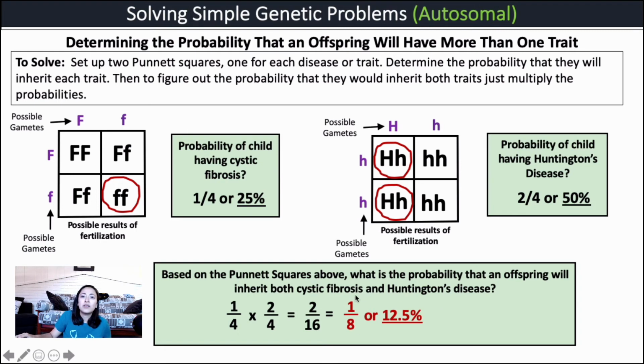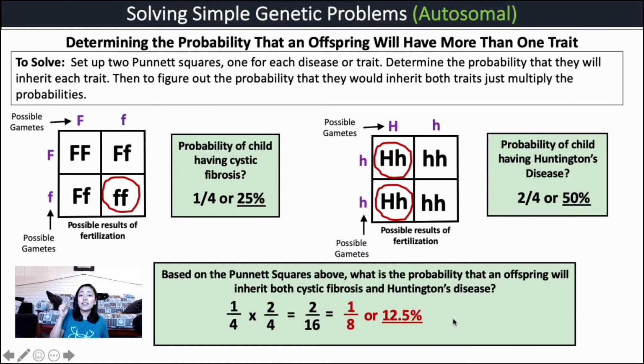If you express this as a percent, you just do 1 divided by 8, and you would get 0.125 on your calculator, and then you just multiply it by 100. That would be 12.5%. So you could write it either way, but there's a 1/8 chance, or you could express it as a percent, which would be a 12.5% chance that their child would have cystic fibrosis and Huntington's disease.